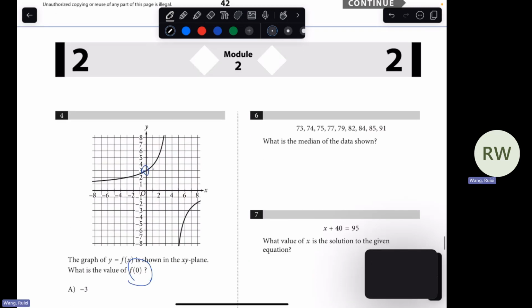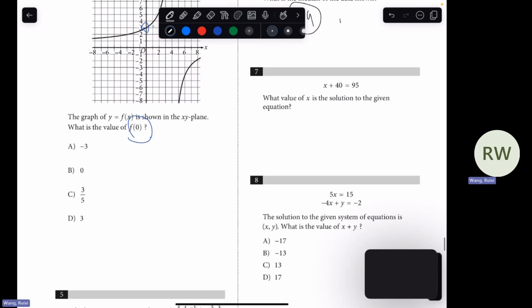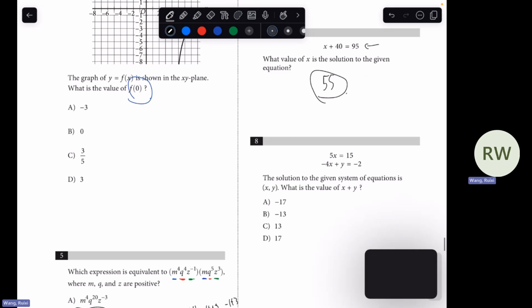Right, move on. The median. Okay, so to find the median, we need to first sort. Fortunately, this data is already sorted, right? And you have an odd number of elements, which means that the middle one is going to be the median. So it's 79. Okay. What value of x is the solution to the given equation? Right, this one's really too simple, right? You should be able to do it.